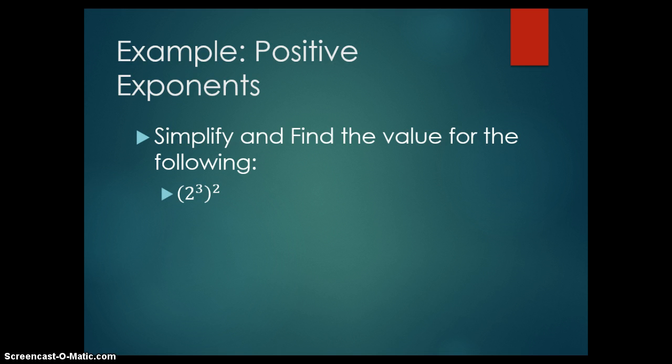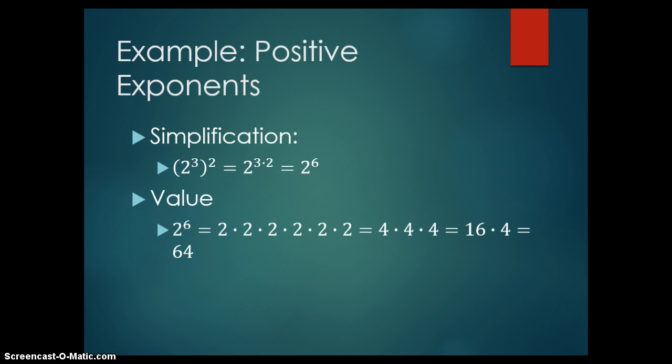So for example, with positive exponents, we want to simplify and find the value for 2 cubed squared. So we have 2 cubed squared, so the law tells us to multiply the exponents. So we have 2 to the 3 times 2, which is 2 to the 6, and 2 to the 6 is equal to 64.